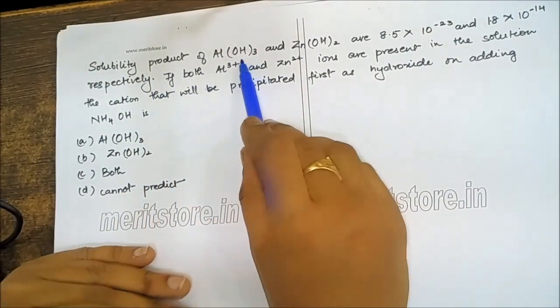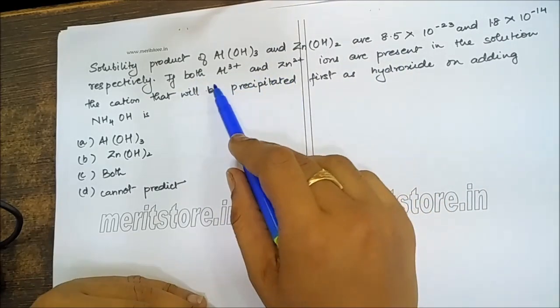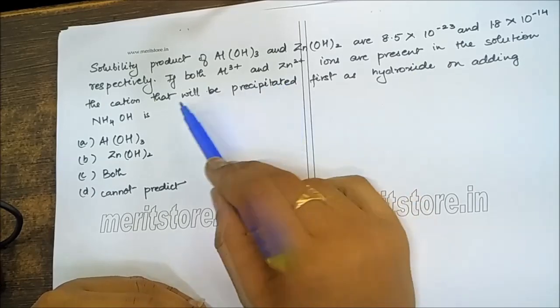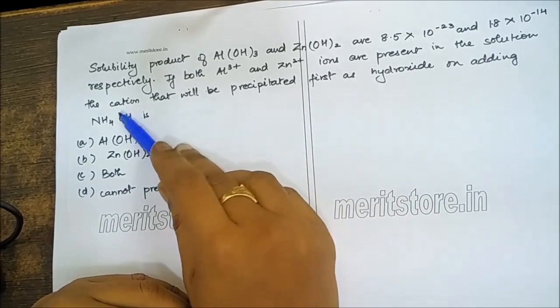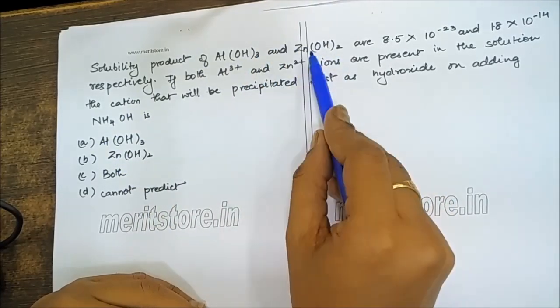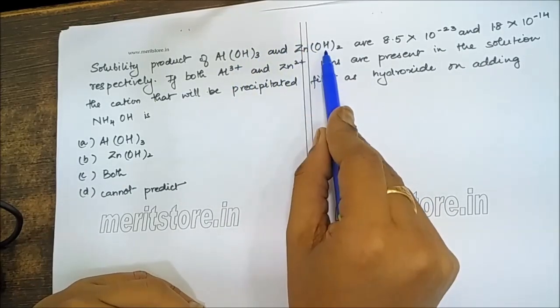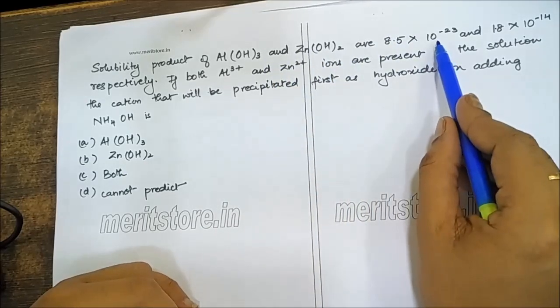Now the solubility product of aluminium hydroxide and zinc hydroxide is given to us. If both aluminium and zinc are present in the solution, the cation that will be precipitated first by adding NH4OH. So what you're doing, you are adding a common ion. What is that common ion? Hydroxide ion. Now this hydroxide ion is common to both, but we can identify among both of these salts which is weaker and which is stronger. So look at their solubility product.